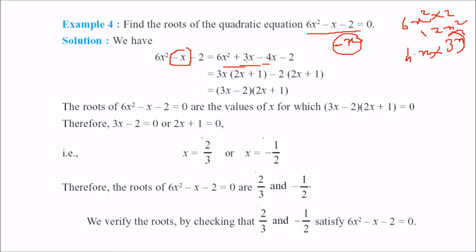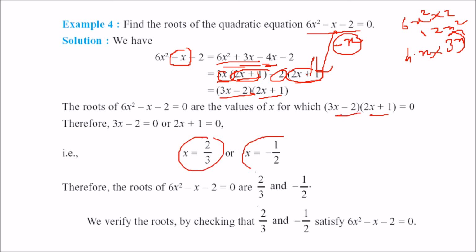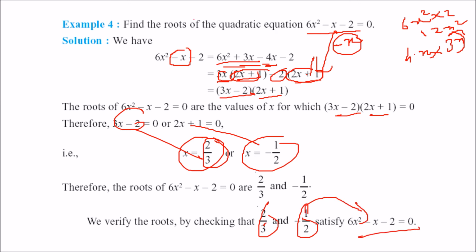We have written it like this because we want to take 3x out. When we take 3x out from this, we get 2x plus 1. When we take minus 2 from here, we again get 2x plus 1. So we are interested in this common term: we take 2x plus 1 common, and 3x minus 2 is left. So 3x minus 2 into 2x plus 1 is the factor of 6x square minus x minus 2. Right? So when we equate these two to 0, either this has to be 0 or this has to be 0. So this gives x equal to 2 by 3, and this gives x equal to minus half. These two are the roots of this equation. You can place them in this and you'll get 0.